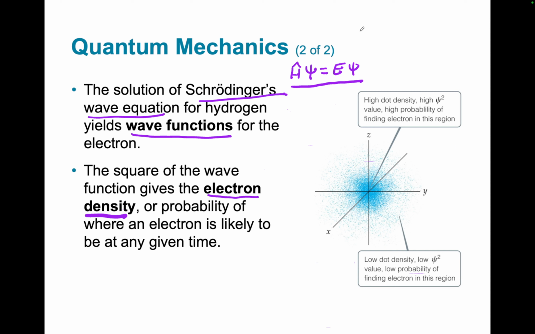All right, so that's going to end this first part of the electronic properties lecture. Stay tuned for the second part where we go through the different types of quantum numbers, the orbitals, and also the periodic trends. Thanks.